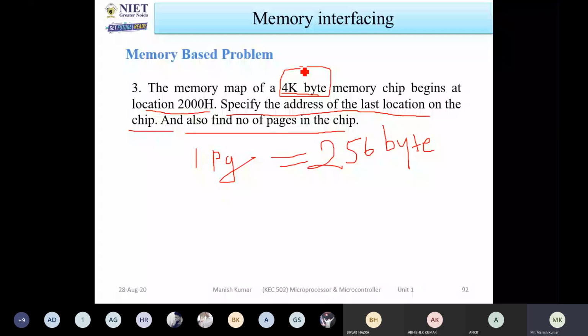Sir, 64. 64. How? Yes sir, 4K. Anyone else? All are getting 64.